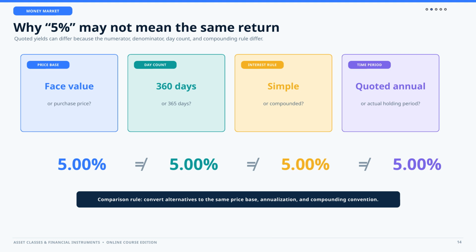The comparison rule is straightforward. Place all alternatives on the same denominator, day count basis, and compounding convention before deciding which yield is higher.